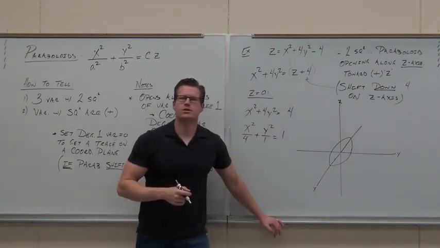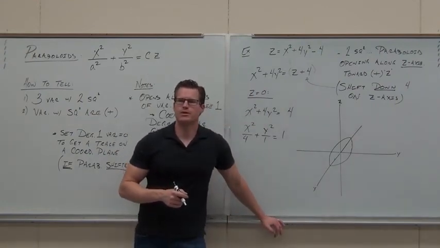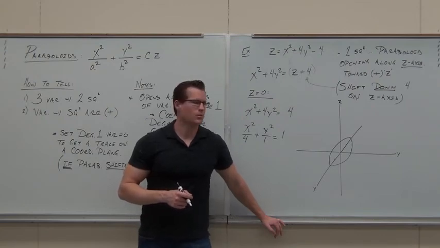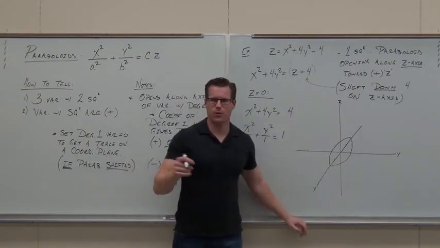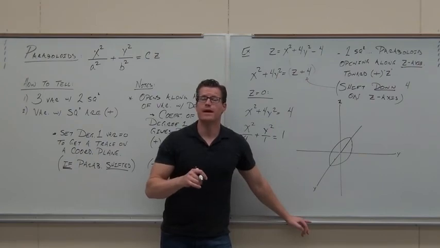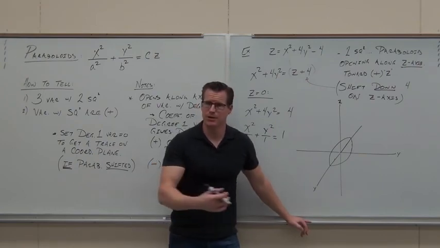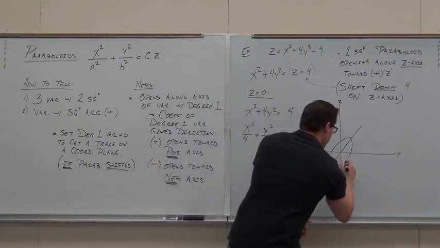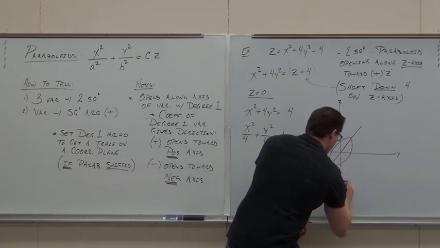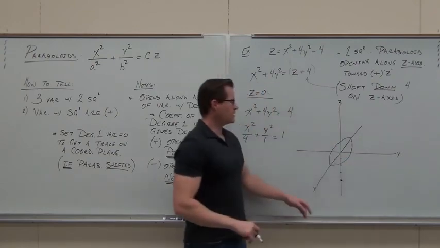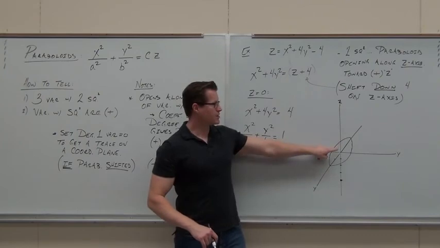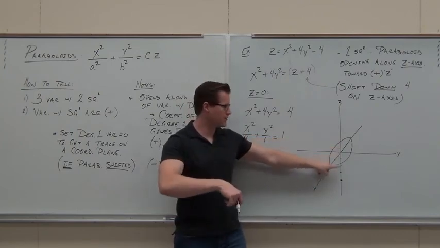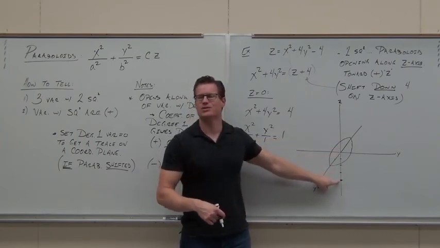But we also knew something else. We knew that this paraboloid was shifted down 4 on the z-axis. What that does, that gives you a z-intercept. So I know a couple things about it. I know that along the z-axis, I've shifted down or towards the negative 4 spots. I also know something else. Check this out. This is pretty cool.